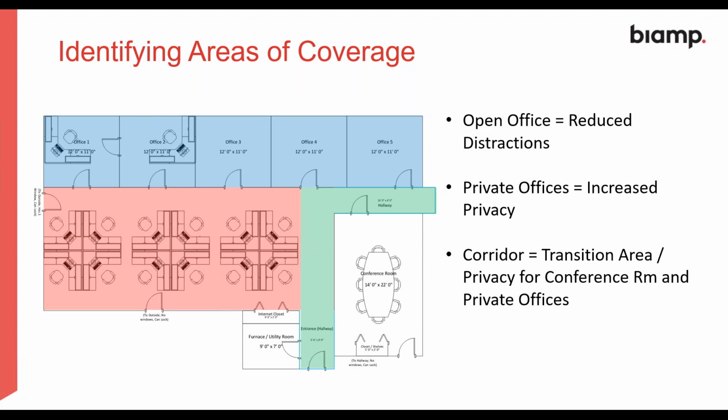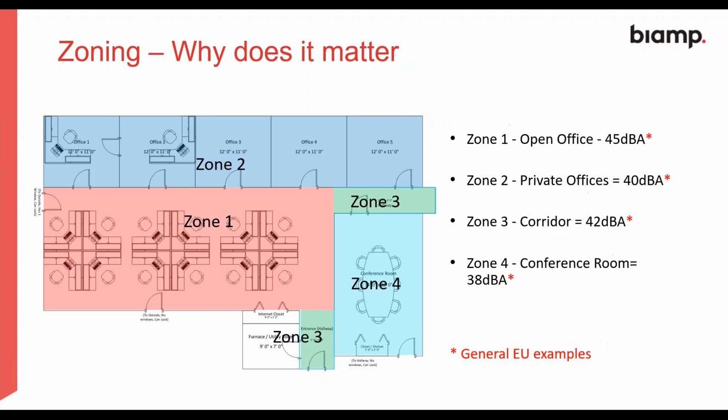So we'll be looking potentially for privacy from the conference room and the private offices also. And occasionally we might look to cover the conference room as well. The reason being is that the conference room might be distracted by people walking and talking in the corridor. So when we consider these areas, these areas become the zones which we form in our system.